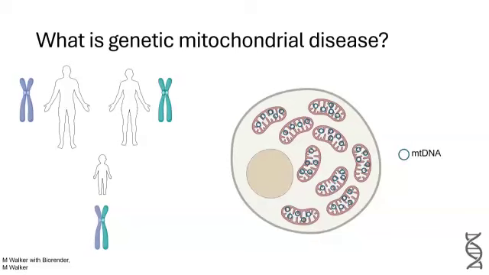And some mitochondrial disorders that are due to a genetic problem are due to genetic problems in the mitochondrial DNA. Not all of them. Many of them are from the nuclear DNA, but some of them are from the mitochondrial DNA. So in that case, you could only get a mitochondrial DNA disease from a mother, and you cannot inherit it from a father.